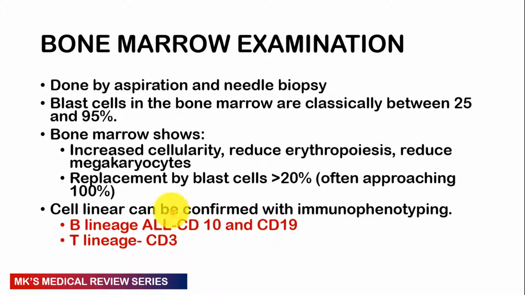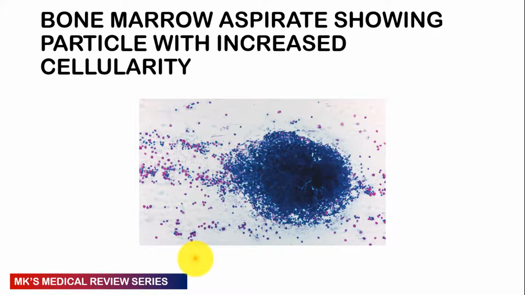And of course, you should check the cell lineage to confirm whether it's a B lineage cell or a T lineage cell. So this is where you test for those other markers that I showed you earlier on. Now, these are the specific ones that I want you to know for the purpose of your exam. So for the B cells, you want to keep in mind that it's CD10 and CD19, while as to the T cells it's pretty much CD3. So here's a bone marrow aspirate that's going to be showing, of course, a particle from the bone marrow with increased cellularity.